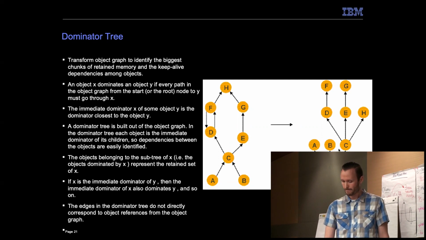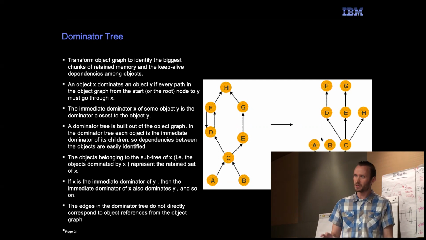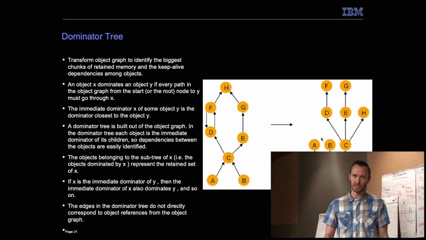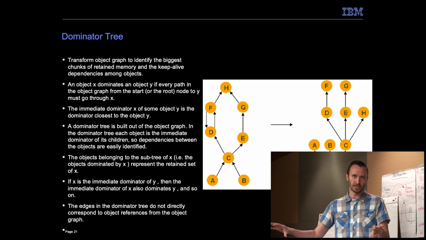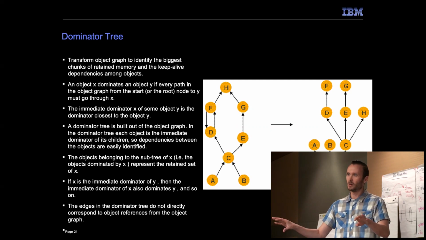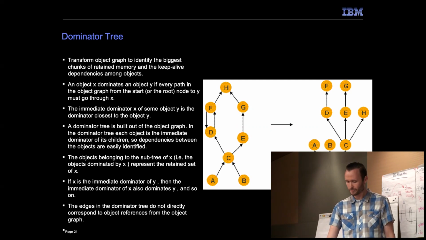And notice, for example, C retains every other object. B is similar to A. So this is just a different way, and generally an easier way, to understand the breakdown of the size across the heap, because this is partitioning the heap based off of the retaining parents.